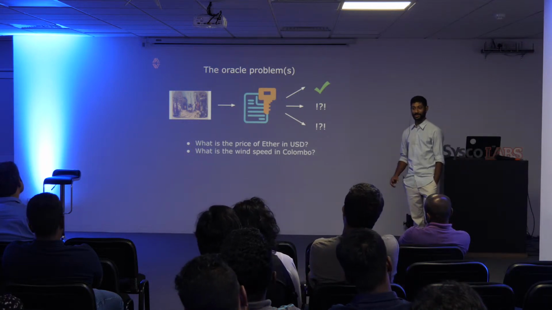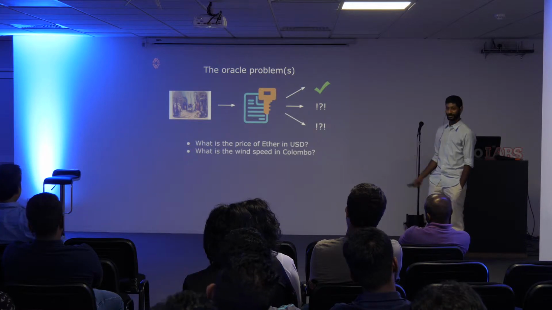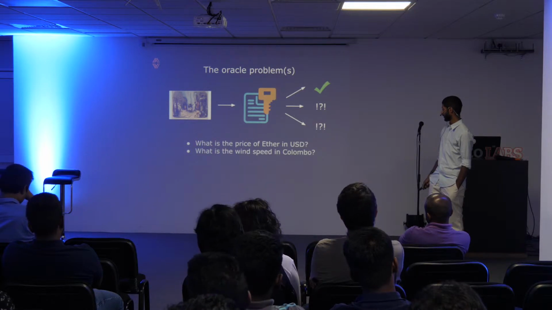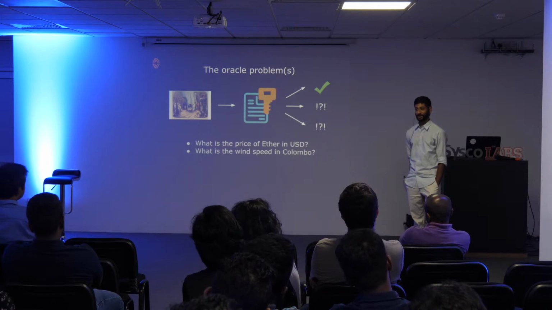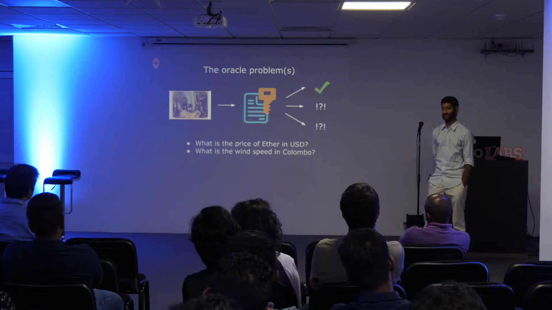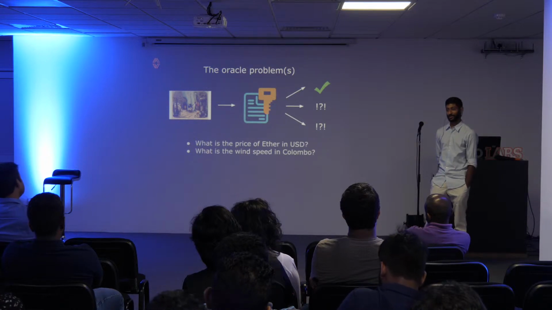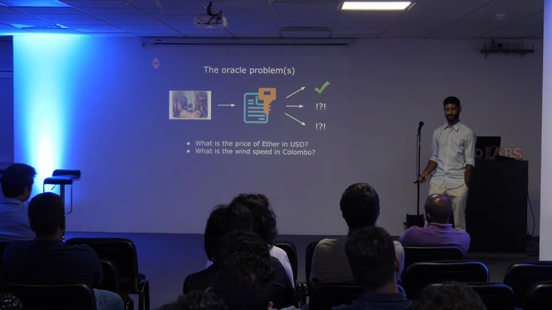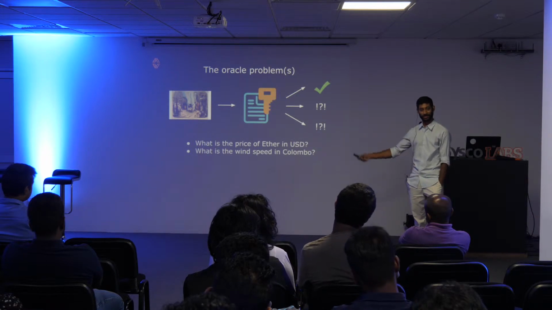But that's actually not the only aspect of the Oracle problem. There's also the problem of defining truth. Here are some motivating examples. What is the price of Ether in USD? That would seem to be an easy question to answer, but if you go to any given exchange, you'll get a different exchange rate, USD to Ether. So if an application needs to know this, there has to be some aggregation, and that aggregation has to be defined by the client, right? It's not up to the Oracle developer to say, here's the price of Ether in USD.